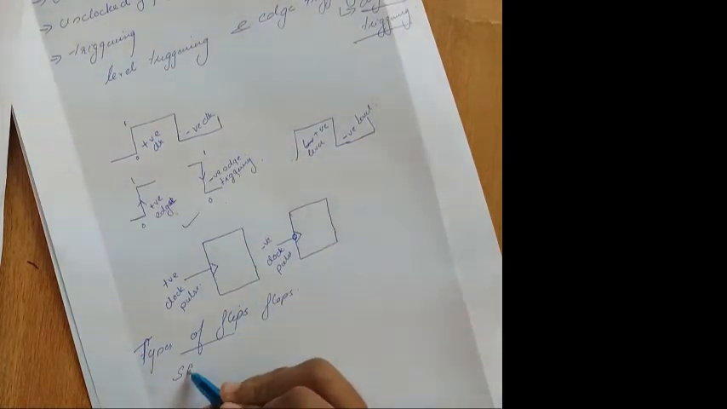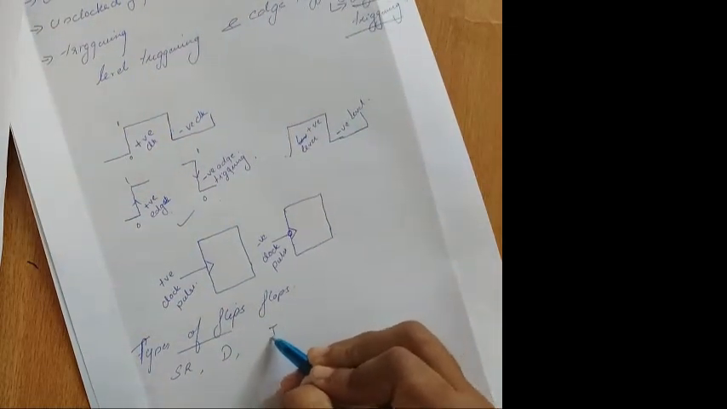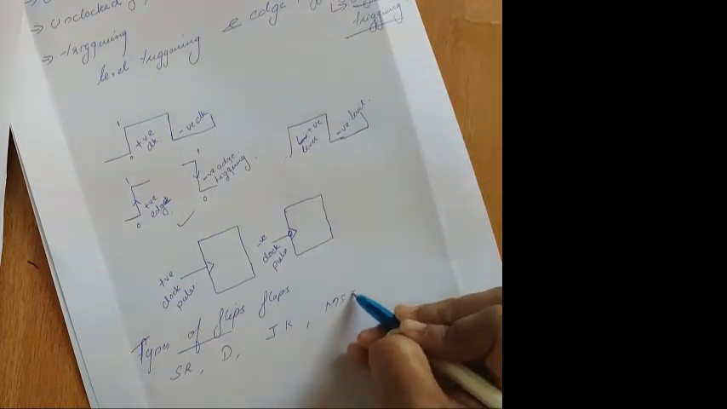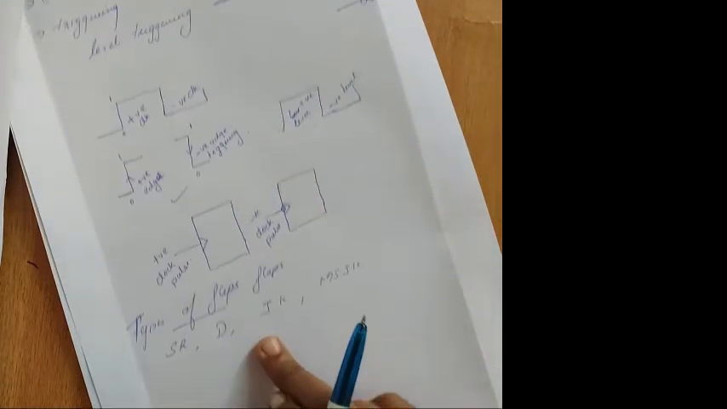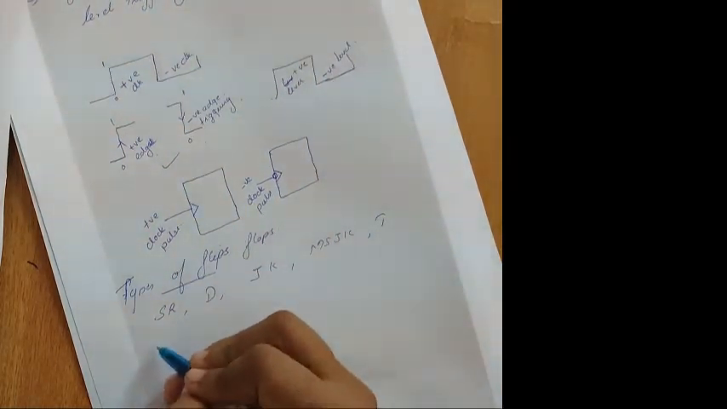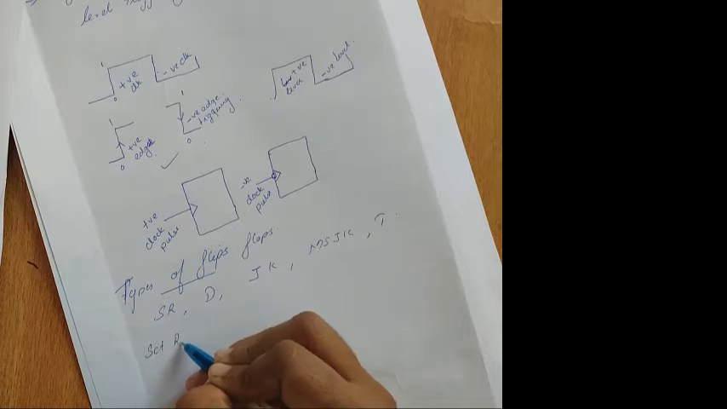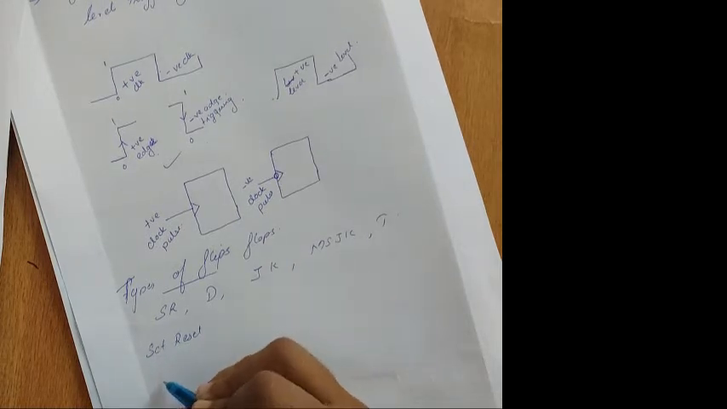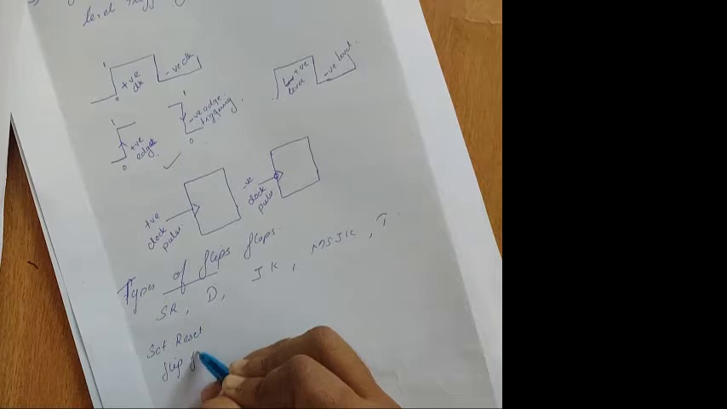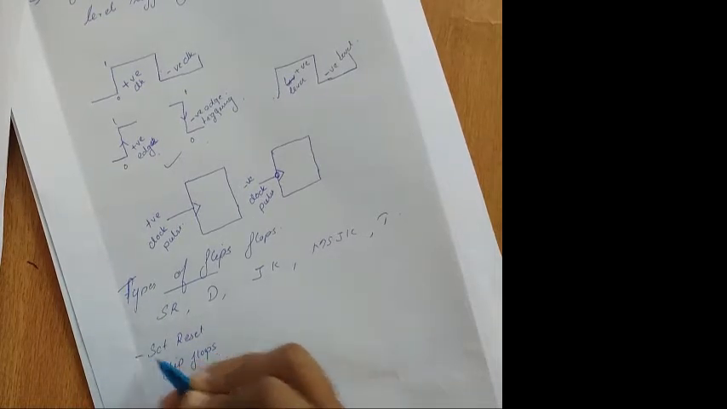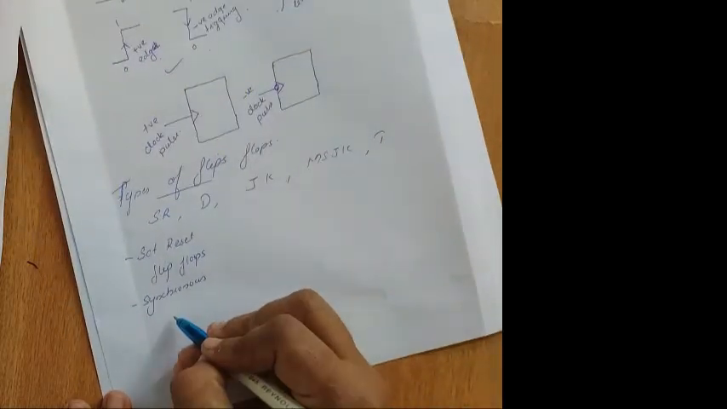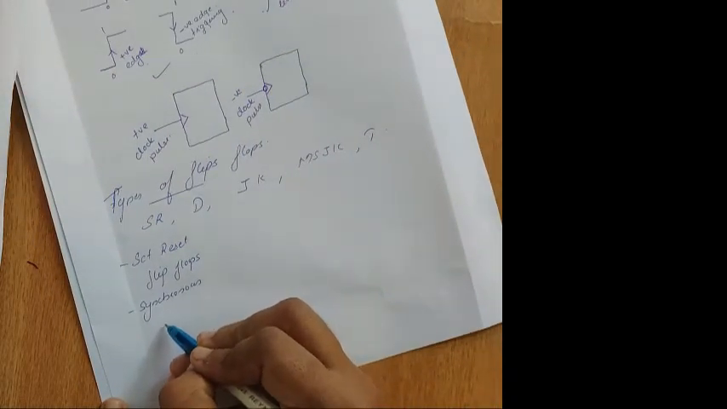They are SR, D, JK, master slave JK. This comes in JK flip-flop, so no need to differentiate this, but to understand only, I am writing it as two types. And T flip-flop. SR is set reset flip-flop. It is also called synchronous control unit input.